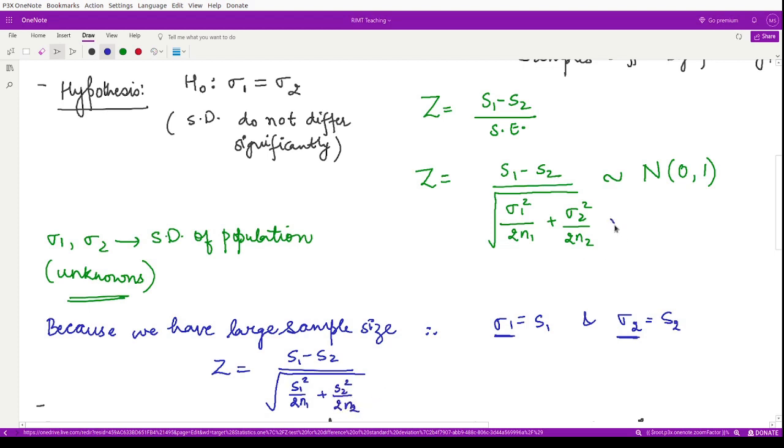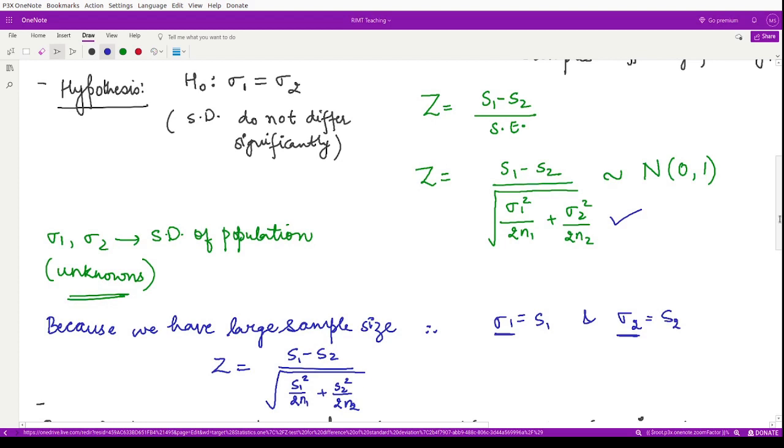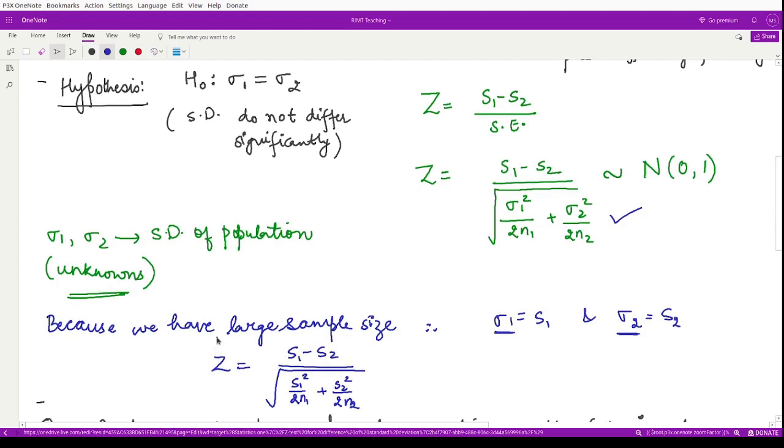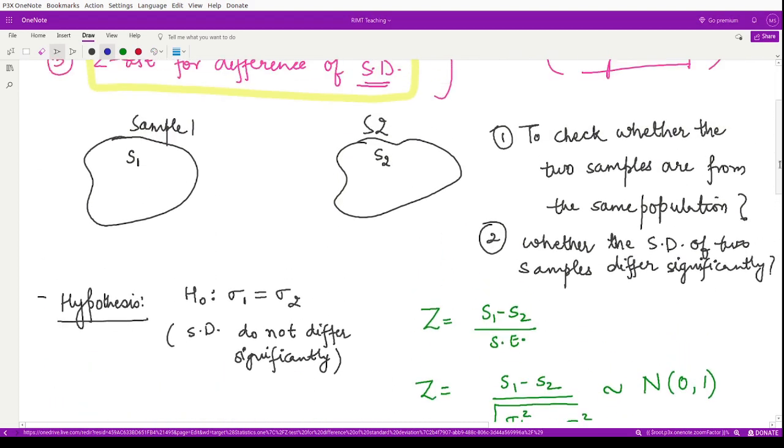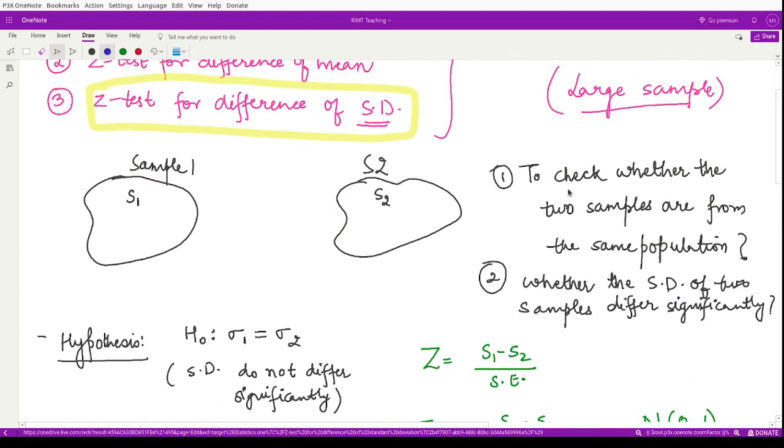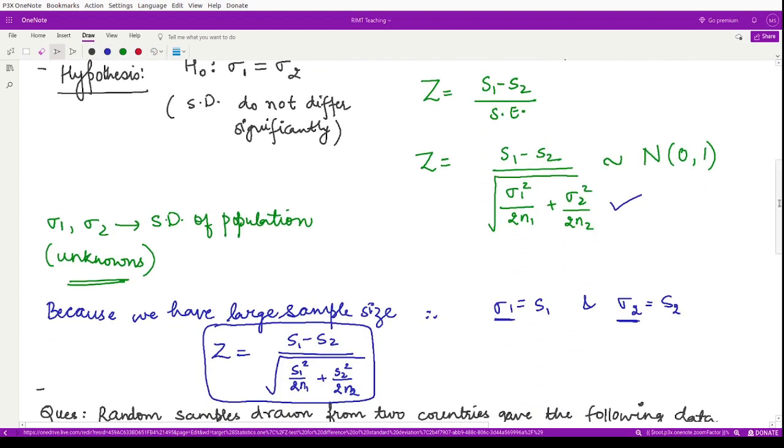Now this is the standard error, which we are not currently studying. How can we derive this for this particular distribution? That is out of the scope for this basic course. So let's focus on how we calculate this and see how this method works to determine the differences between the standard deviations for two different samples. So let us move on to the question here. I have written down the question.